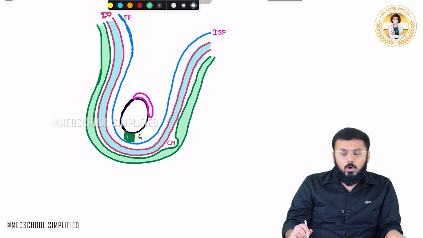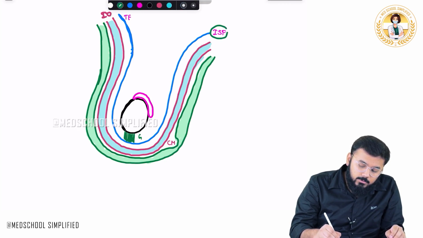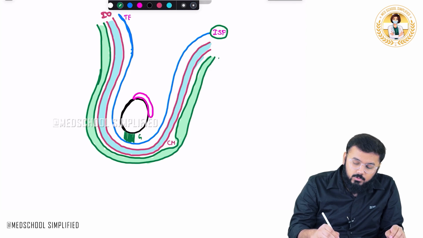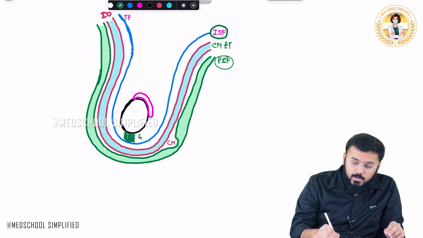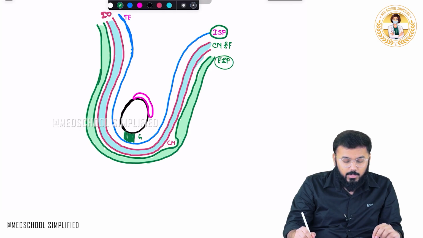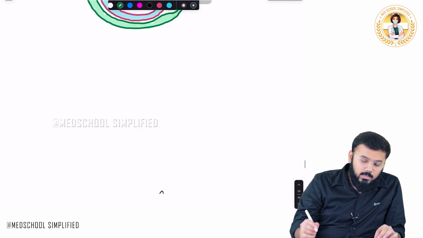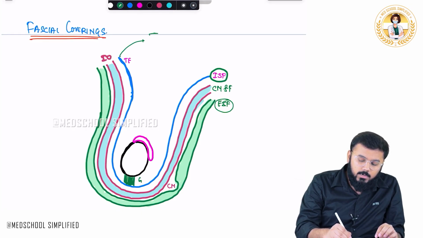So how many fascias do you have over here? One is called internal spermatic fascia, another is called external spermatic fascia, and the third one is called cremasteric muscle as well as fascia. Let me write it down.